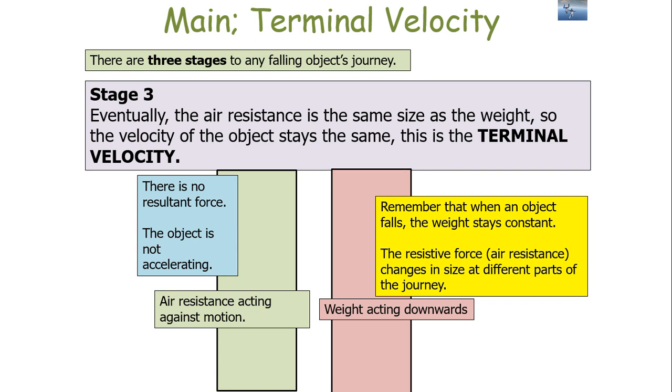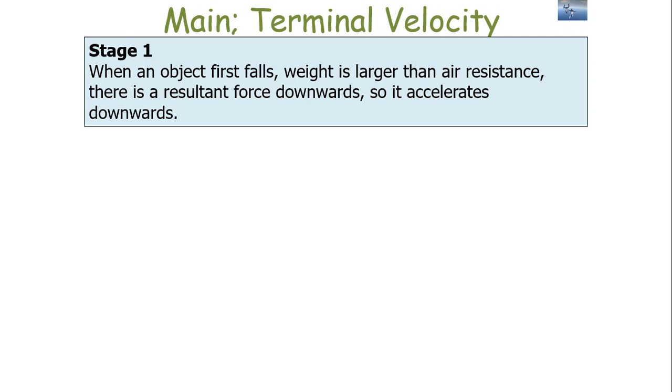The object's not accelerating. So remember that when the object falls, the force of weight is staying constant because that's produced by the gravity of the Earth and the mass of the object, both of which don't change in the journey. It's the resistive force which is changing size at different parts of the journey. So let's just talk about these 3 stages of motion again.